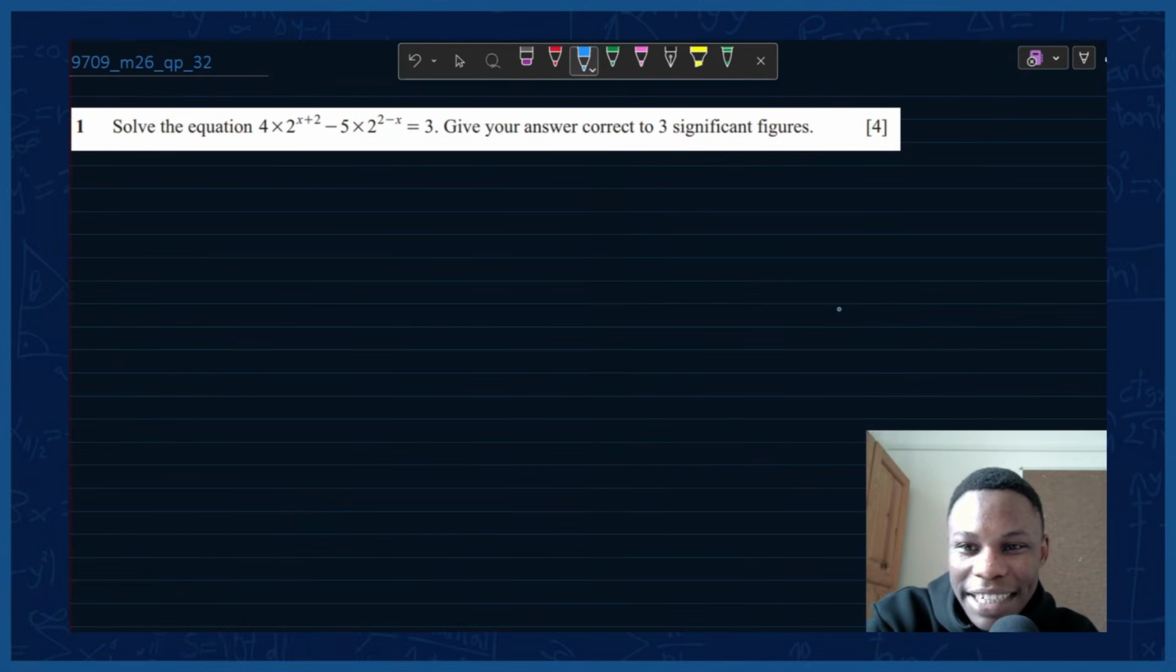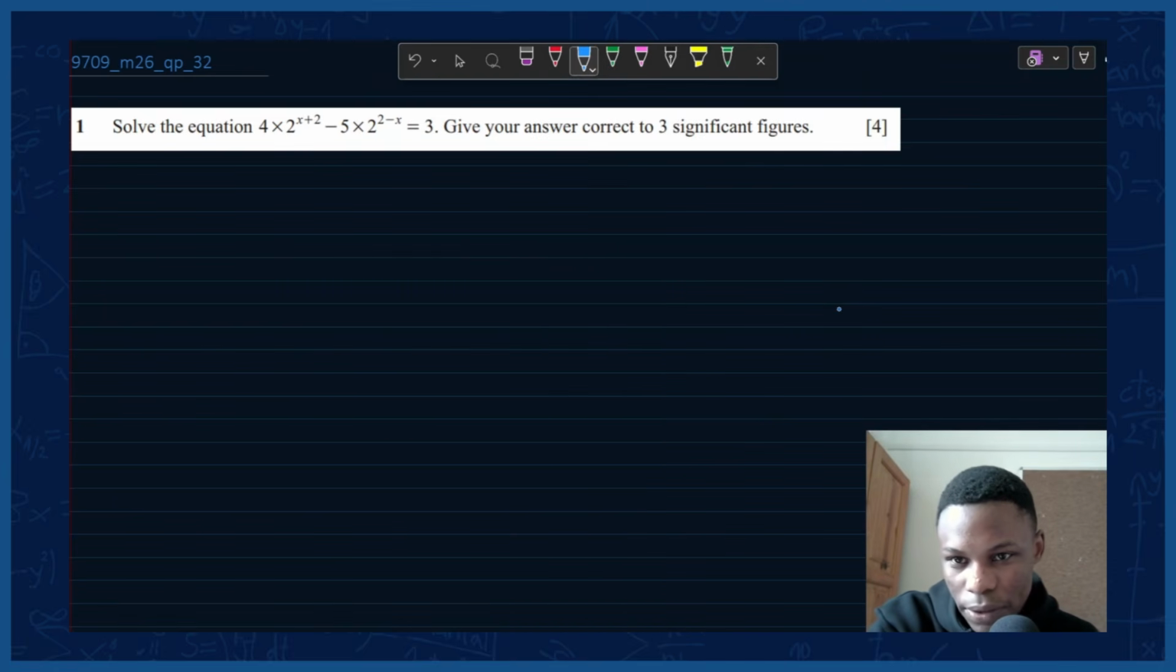Question number 1. Solve the equation 4 times 2 to the power of x plus 2, minus 5 times 2 to the power of 2 minus x, is equal to 3. Okay. Not the worst start, but not the best start either.